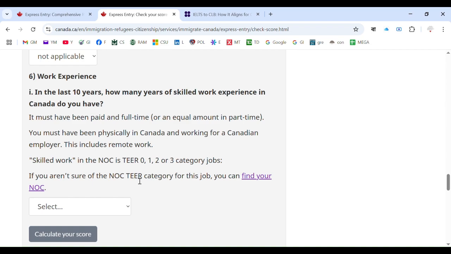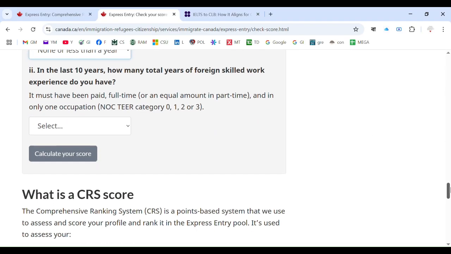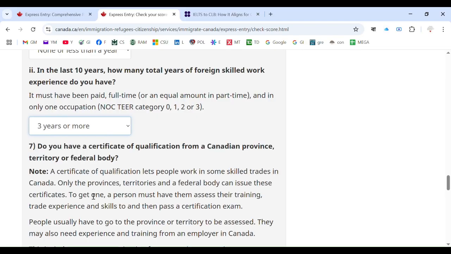Beyond those 4 categories, nothing is accepted. Okay, so if you have no experience, then none. But if you have 1 year experience, 1 year. So based on your situation, select them. In the last 10 years, how many total years of foreign skilled work experience do you have? So if you have foreign experience 3 years or more, foreign means in your home country or any other country other than Canada.